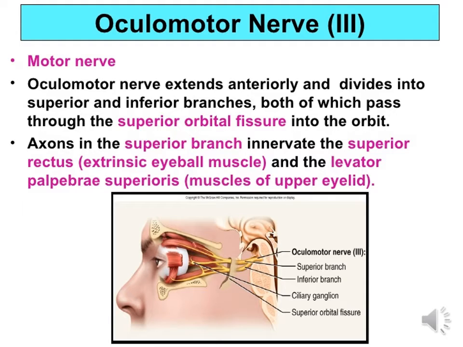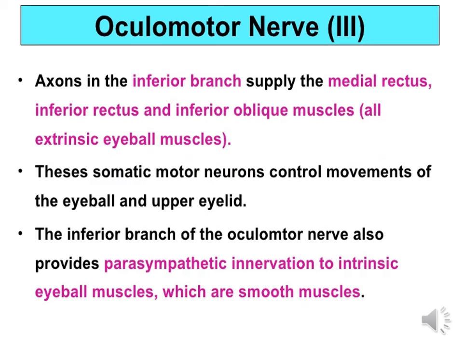fissure into the orbit. The axons in the superior branch innervate the superior rectus, one of the extrinsic eyeball muscles, and the levator palpebrae superioris muscle of the upper eyelid. The axons in the inferior branch supply the medial rectus, inferior rectus, and inferior oblique muscles, all extrinsic eyeball muscles. These somatic motor neurons control movement of the eyeball and upper eyelid.